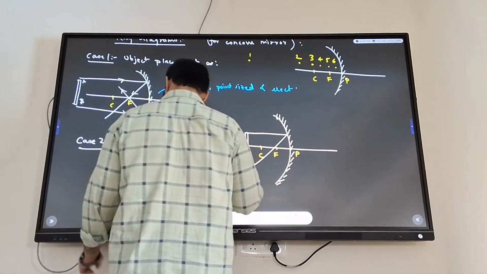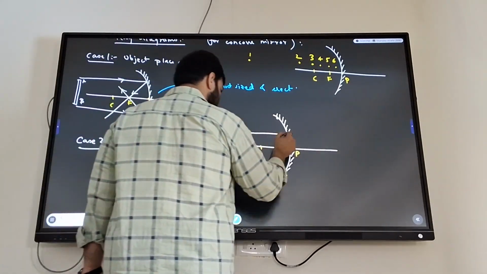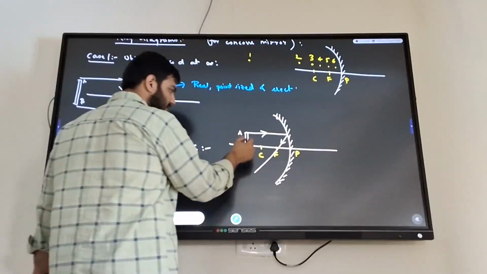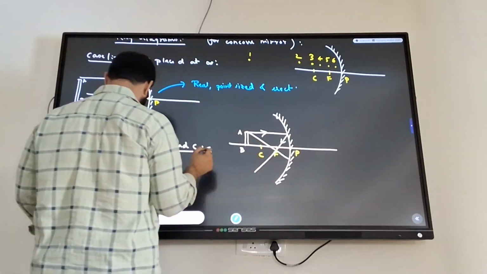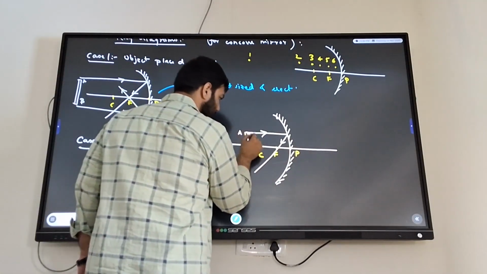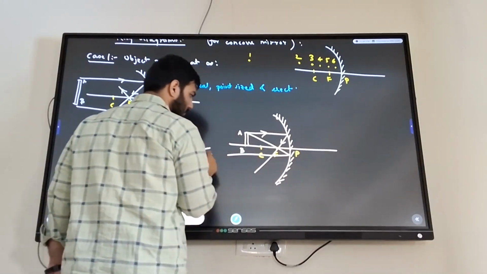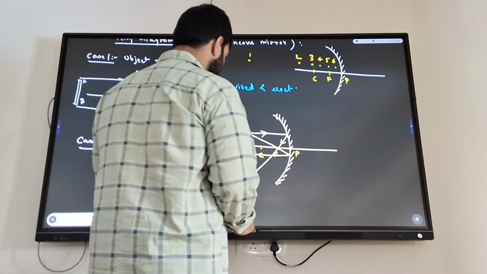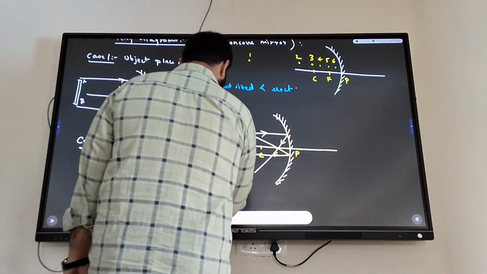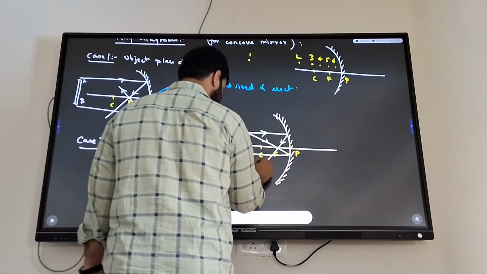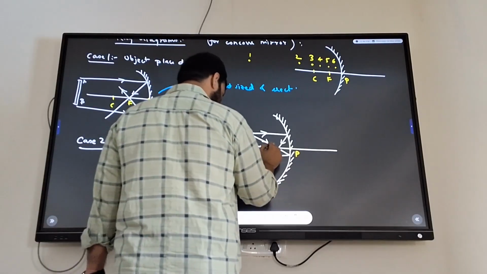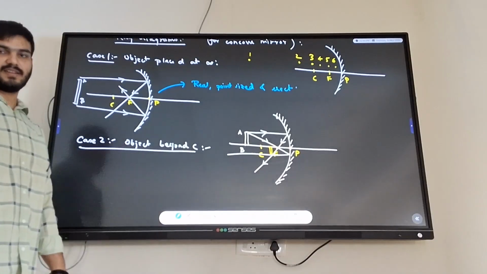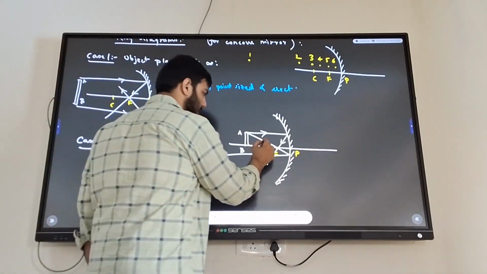How will this come? Yes or no? And the other will go like this. Yes, I should make the arrows. Where is my object located? Between C and F. This should be E prime.